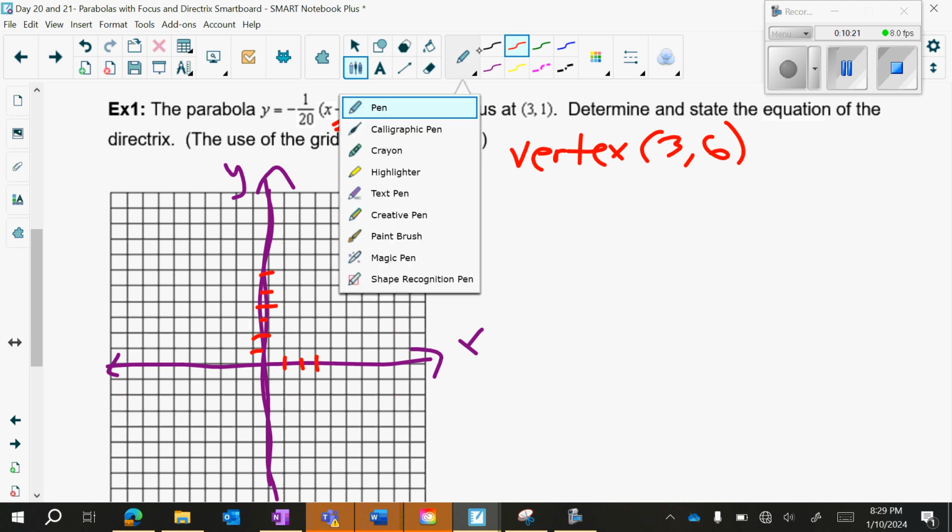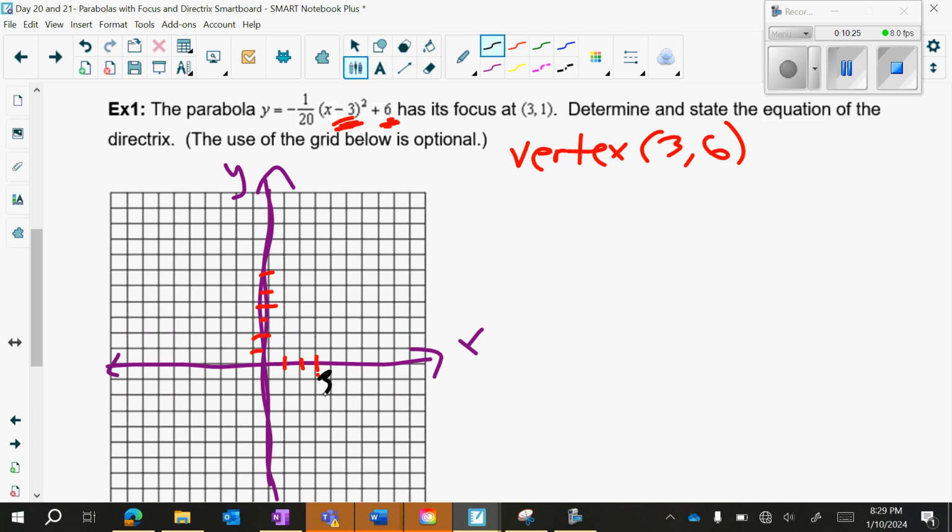If we were doing transformations, okay? Right 3, up 6. Vertex. Now, the focus is 3, 1. So I would put a V for vertex, and then I would plot 3, 1. So 3, 1 is down here.